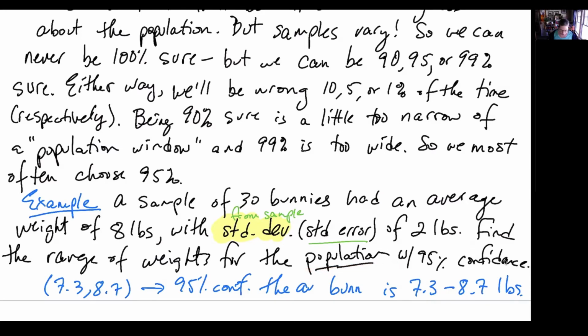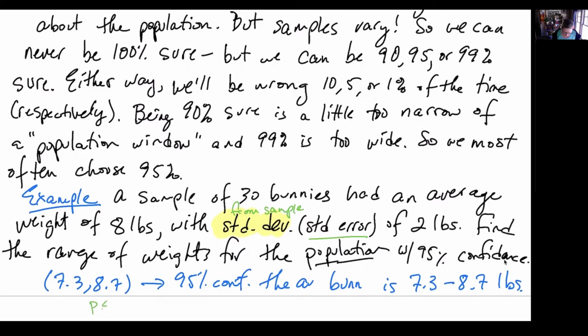So what we do is we find what's called a confidence interval, and it's going to look like this. Those of you who remember interval notation from when you took algebra, this is interval notation. This is telling us that the population is between 7.3 and 8.7 pounds. So in English, what this says is we're 95% confident that the average bunny is between 7.3 and 8.7 pounds. There we go, fixed my typos.